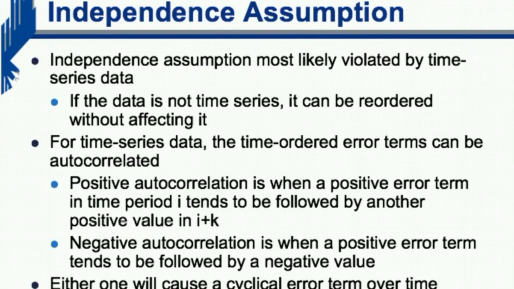But for time series data, the time-ordered error terms can be autocorrelated. This is another concept which is exclusive to time series data only. Positive autocorrelation refers to a positive error term that tends to be followed by another positive value, and negative autocorrelation happens when a positive error term tends to be followed by a negative value. This can be seen by a cyclical error term over time. You can see that the residuals follow a certain pattern.